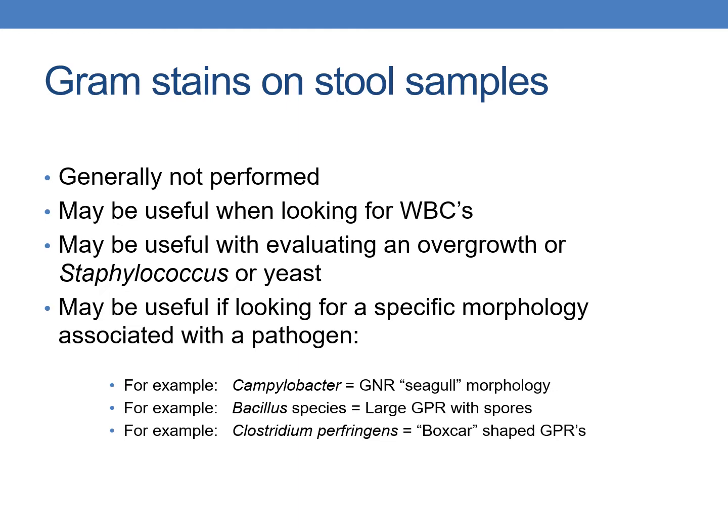Bacillus species, on the other hand, you would see large gram-positive rods with spores, and Clostridium perfringens, you would see boxcar-shaped gram-positive rods. Okay, so again, the gram stain is usually not helpful on a stool sample because you're normally going to see a variety of different organism types. However, it is helpful if you're looking for white cells, staph or yeast, or an overgrowth of staph or yeast, or if you're looking for a specific morphology of organism.